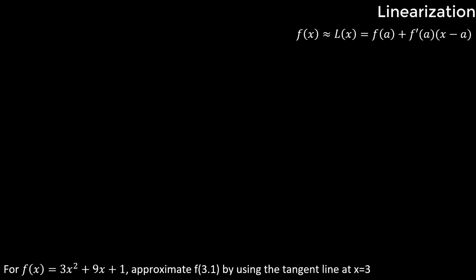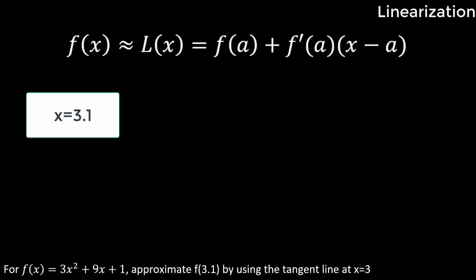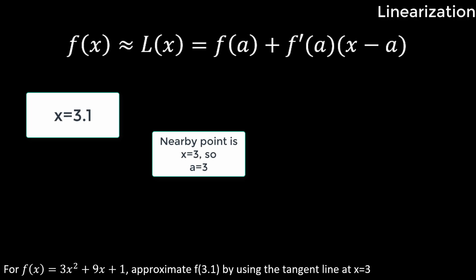And let me break that down for you. So the x is the actual value that we want, so 3.1. A would be that nearby point that was either given to us or we pick. In this situation, it was given to us as x equals 3.